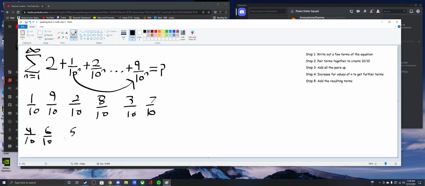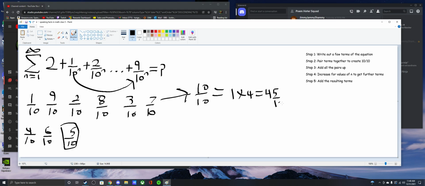And then 5 over 10 is just by itself. It does not have a pair. So when adding up all these pairs, you notice they all equal 10 over 10, or 1. And we have 4 of those. So 1 times 4 gets us 4. And then we add 5 over 10. So that just gets us 4 and 5/10, or just 4.5.